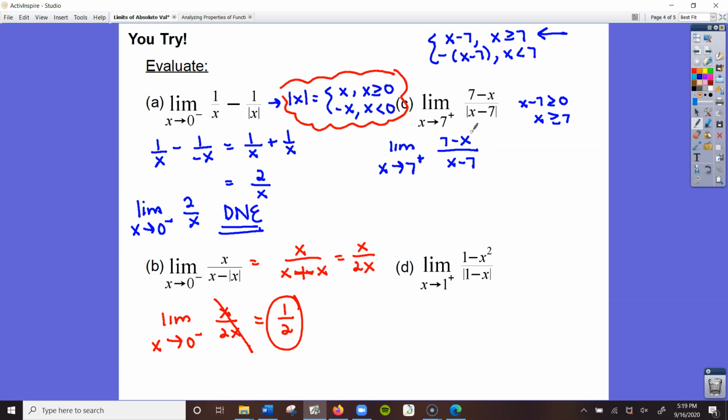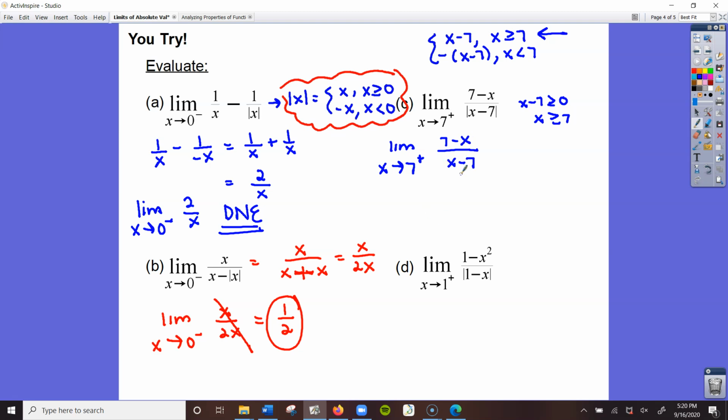Now 7 minus x and x minus 7 look pretty much identical, except for the fact that they have completely opposite signs. The 7 is positive in the numerator where it's negative in the denominator, and the x is negative in the numerator where it's positive in the denominator.